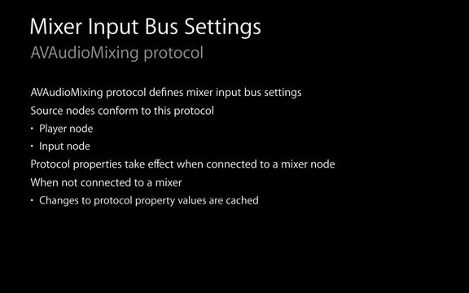When a source node is in an active connection with the mixer and you make changes to the protocol's different properties, they take effect immediately. However, if a source node's not connected to a mixer and you make changes to the protocol's properties, those changes are cached in the source node and then applied when you make a physical connection to a mixer.